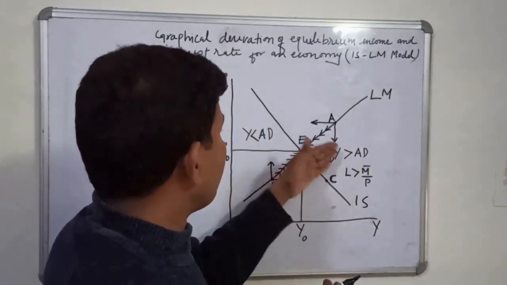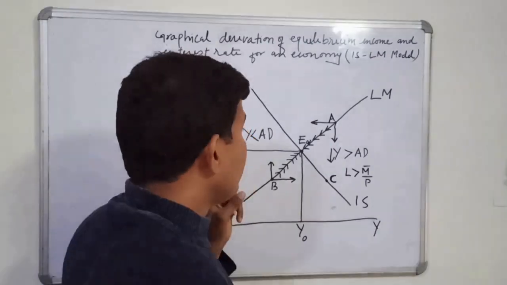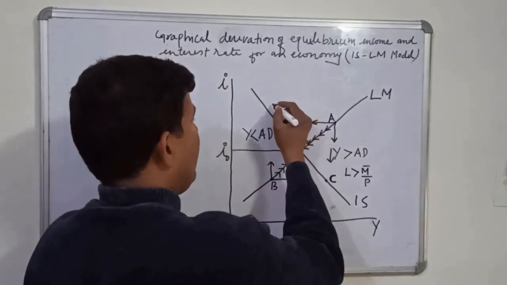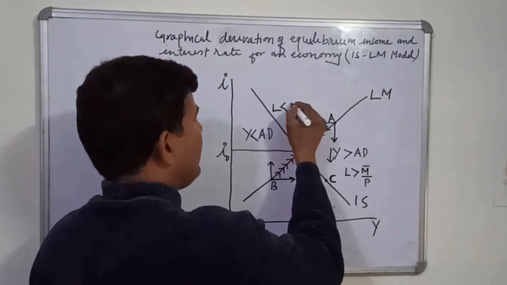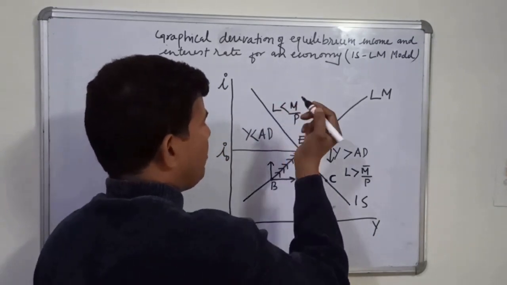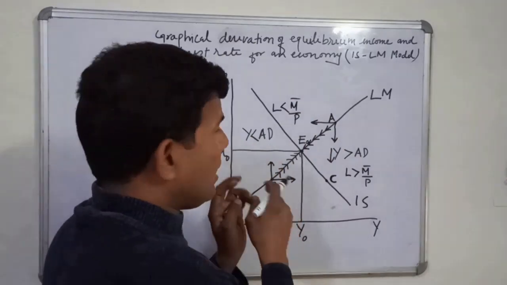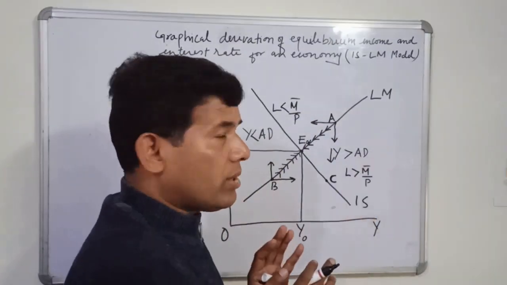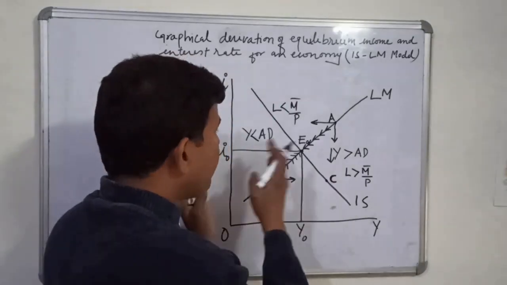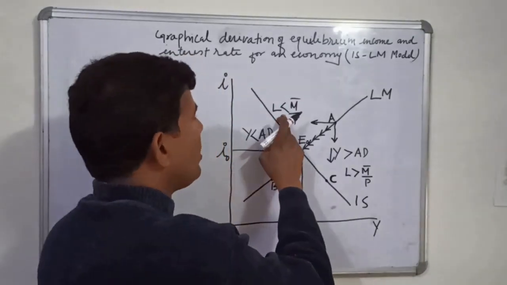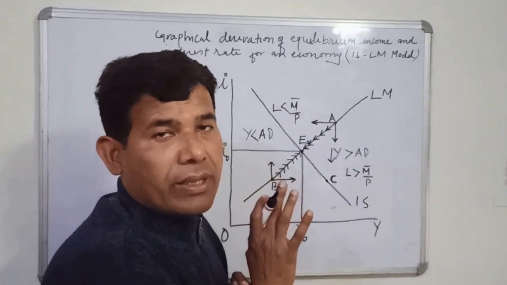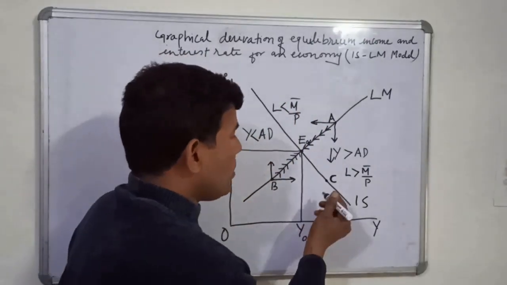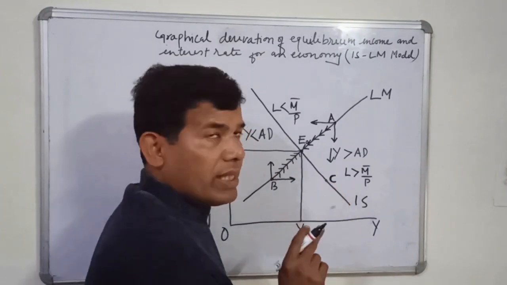And with the same logic, when you are on the left hand side of the LM curve, the money market is characterized by L being less than M by P. That means there is excess supply of money. So on the right hand side of the LM curve, you have got excess demand for money. On the left hand side of the LM curve, you have got excess supply of money, or demand deficiency of money.